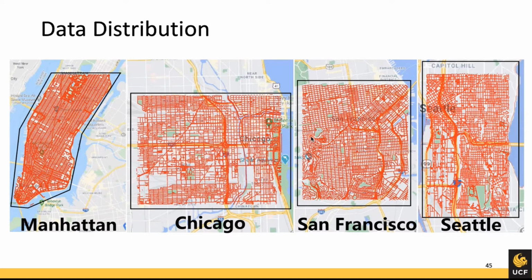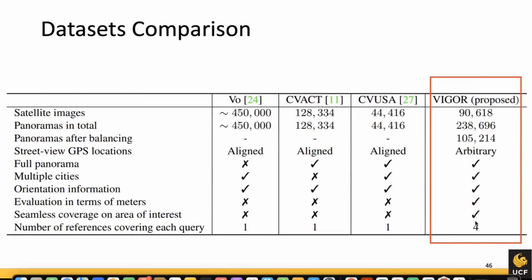We generate this dataset by sampling 4 major cities in the US. One is the Manhattan area in New York, the second is Chicago, the third is San Francisco, and the last one is Seattle. And this is a comparison of our dataset with the existing ones. Basically, our setting is more realistic. The query location can be arbitrary, not center aligned. And for each query, we have multiple references, not just one-to-one matching. Then the problem becomes more complicated.